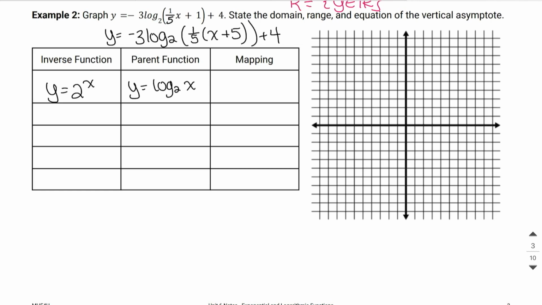So let's go ahead and plot and figure out some points here. This time I'm going to start with -1. So 2 to the power of -1 is 1/2. 2 to the power of 0 is 1. 2 to the power of 1 is 2. And 2 to the power of 2 is 4. Because this is the inverse function, I'm going to write out my coordinates for the log function by just swapping x and y.